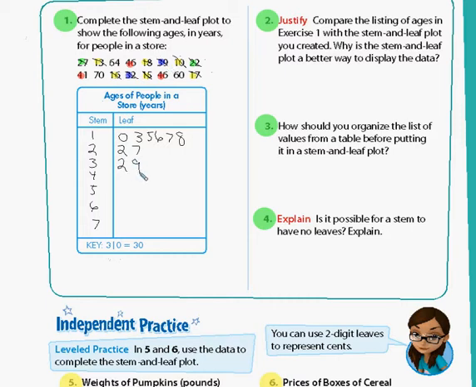Okay, 40s. My 40s are red. Looks like I have 3 40s. I have 41, 46, and 46. Now 50s. If I'm looking here, I don't see any 50s, so I'm not going to have any leaves by my stem 5.